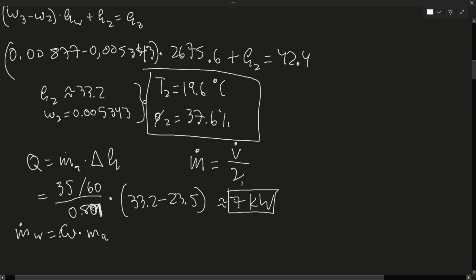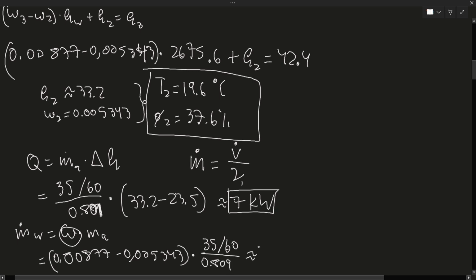And omega is just the water being added. So you do the same thing again, 0.00877 negative 0.005343 times MA. You do the same thing over here, 0.809, and that's going to give you a volumetric flow rate, not a mass flow rate of 0.00247 kilograms of water per second. And that's how you solve these problems.